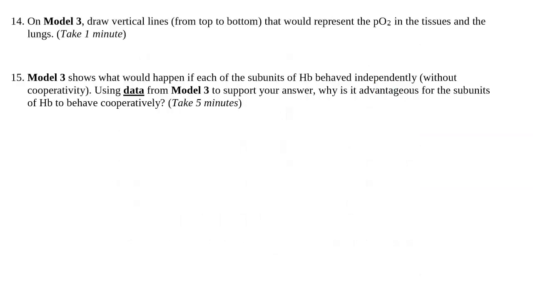This model shows what would happen if each of the subunits behaved independently without cooperativity. Using the data to support your answer, explain why it is advantageous for the subunits to behave cooperatively. So you've got a pretty good model for how to write an answer for this, like we did for the hemoglobin versus myoglobin. So this time I won't walk you through it. Write yourself a good answer for question 15. When you've got a sentence that you're committed to, unpause and compare to my sentence. Pause now.